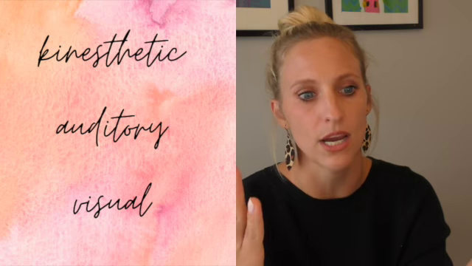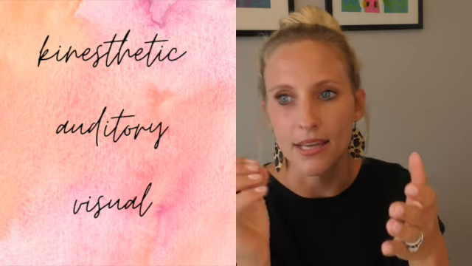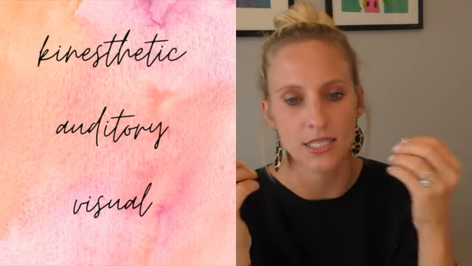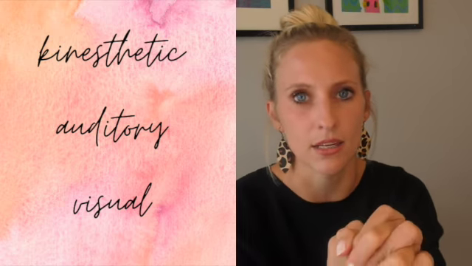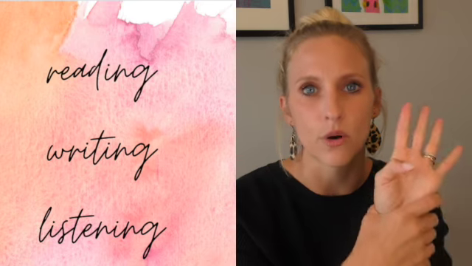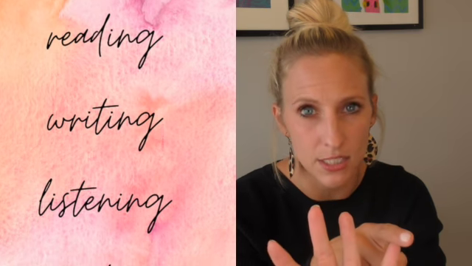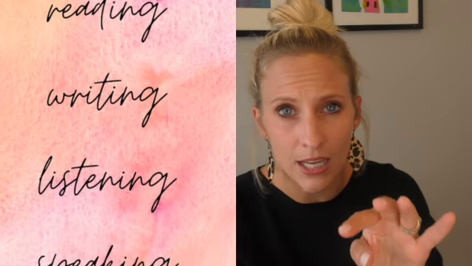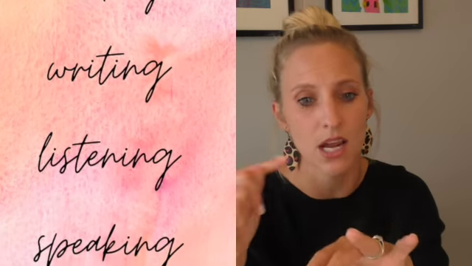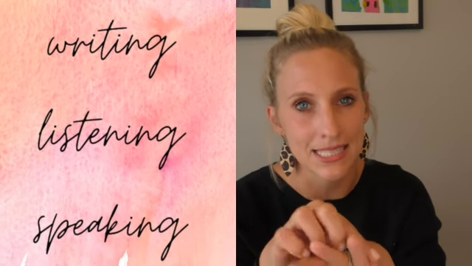I think of these in a couple of different ways. We know we have auditory, visual, and kinesthetic: kids that see, kids that hear, kids that do it by hand. We also have the four language domains: reading, writing, listening, and speaking. Kids need to be reading about the topics, writing about the topics, listening to the topics, and speaking about the topics. And the more we can incorporate language, the better.